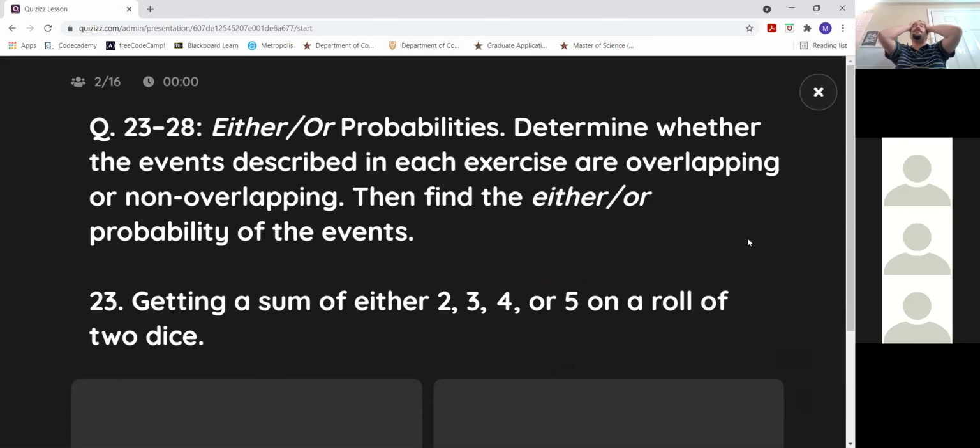28. Now we're doing either-or. So I think we did ands, and now we're doing the either-ors. Determine whether the events described in each exercise are overlapping or non-overlapping. Then find the either-or probability of the events. So we were getting a sum of either 2, 3, 4, or 5, and you roll 2 dice. They're talking about 6-sided dice. Last time we did 4-sided dice.